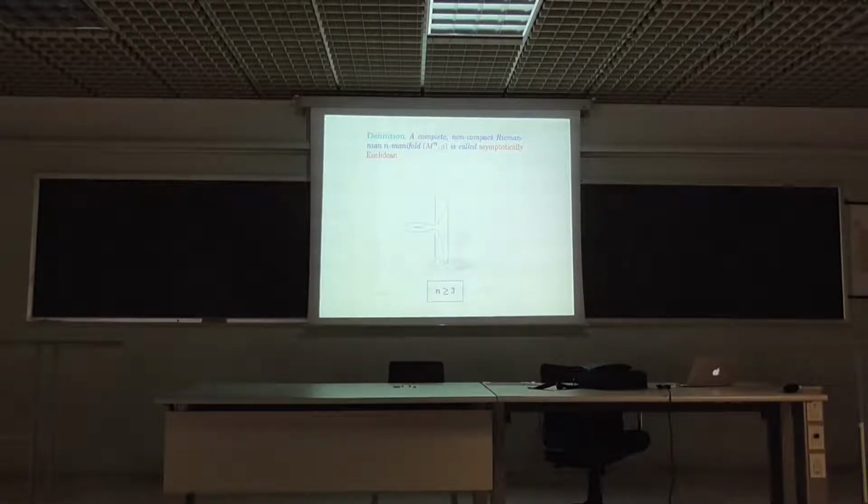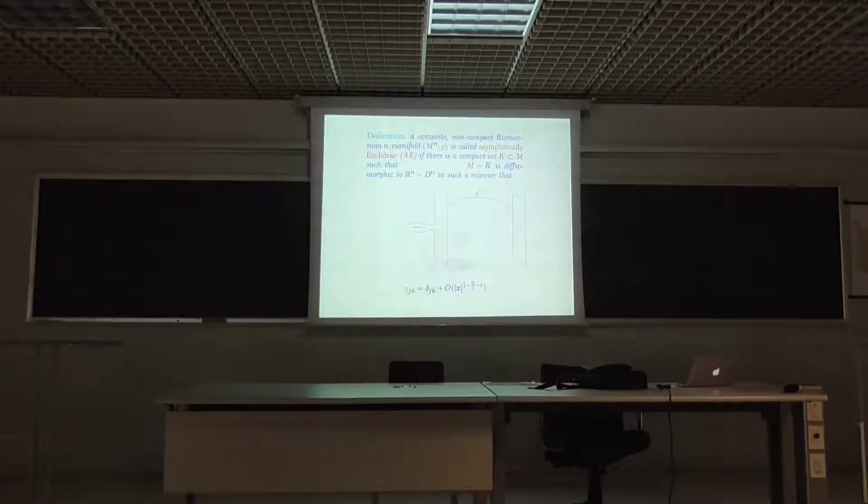So a complete non-compact Riemannian n-manifold is called asymptotically Euclidean, or just abbreviated AE, if there's a compact subset of the manifold such that its complement is diffeomorphic to Euclidean space of the same dimension minus a ball, in such a way that the metric roughly looks like the Euclidean metric. Namely, it looks like the Euclidean metric plus terms that fall off sufficiently rapidly.